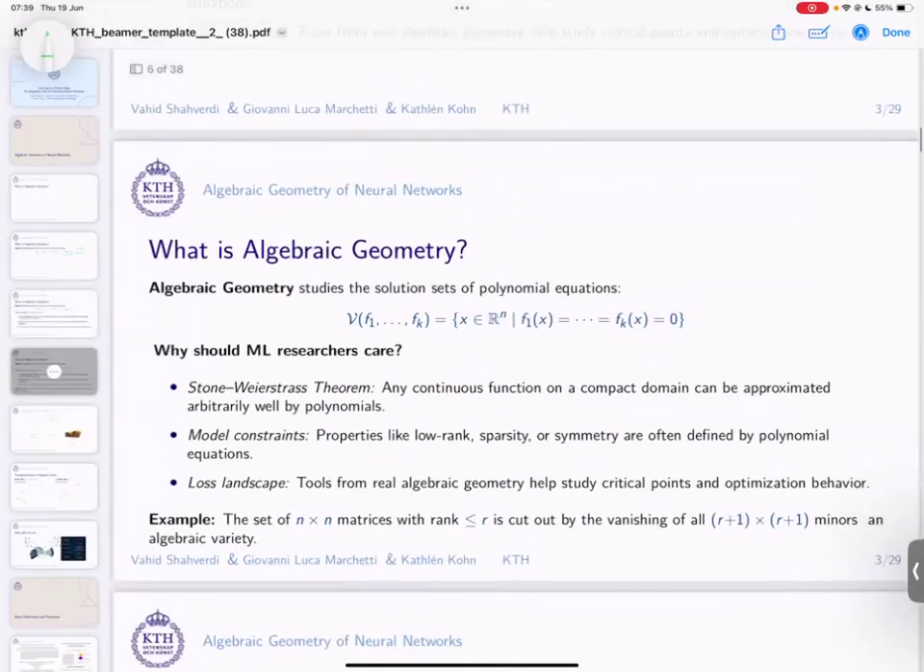Just one simple example, and we are going to see a lot of examples. One simple example is the space of rank R matrices. The space of rank R matrices can be seen as the zeros of some polynomials, namely the R plus 1 times R plus 1 minors of the matrix. So you get a bunch of polynomials, and their common zeros describe the space of matrices of rank at most R.